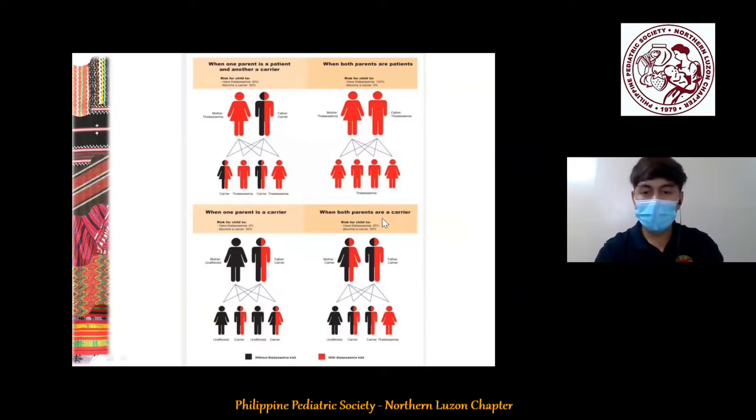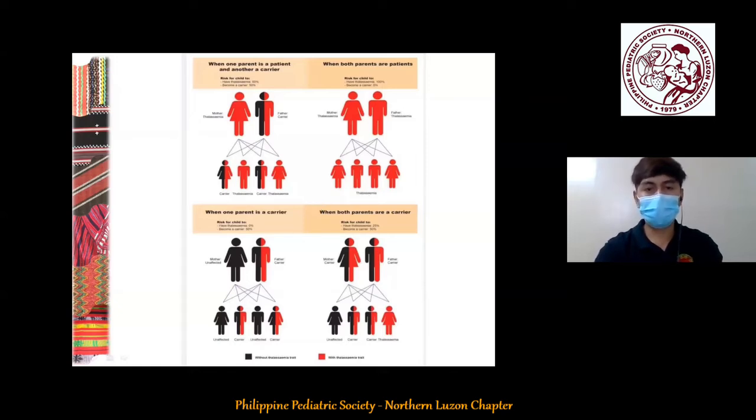So, next, kapag both parents are carrier, there is a 25% chance na magkakaroon sila ng anak na thalassemia. And if one of the parents is thalassemic and the other parent is a carrier, there is a 50% chance that their babies will be having thalassemia. And for the other 50%, they are going to be carrier. And for the last one, both parents are patients, meaning thalassemic sila. Lahat ng magiging anak nila will be thalassemic patients.